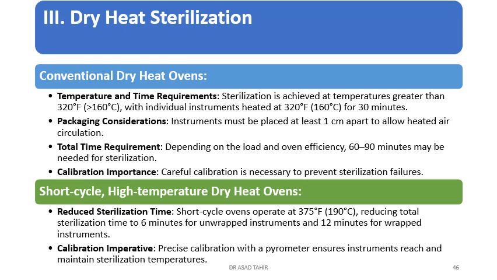Short cycle, high-temperature dry heat ovens. Reduced sterilization time. Short-cycle ovens operate at 375 degrees Fahrenheit, 190 degrees Celsius, reducing total sterilization time to 6 minutes for unwrapped instruments and 12 minutes for wrapped instruments. Calibration imperative. Precise calibration with a pyrometer ensures instruments reach and maintain sterilization temperatures.